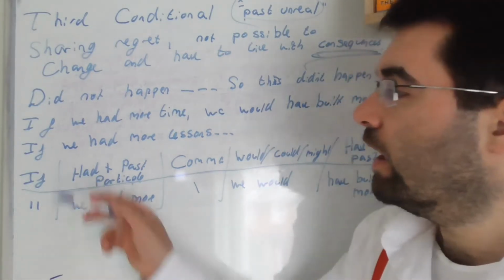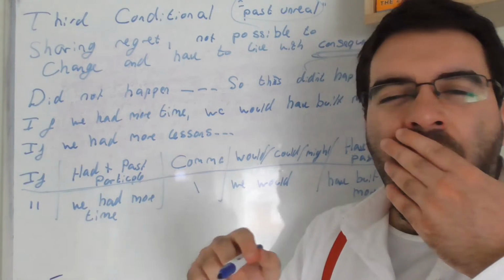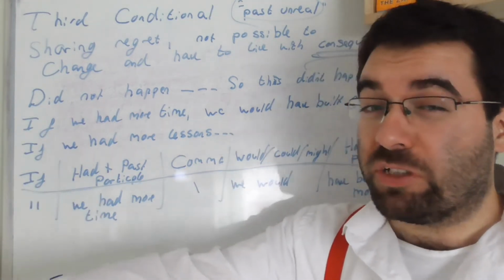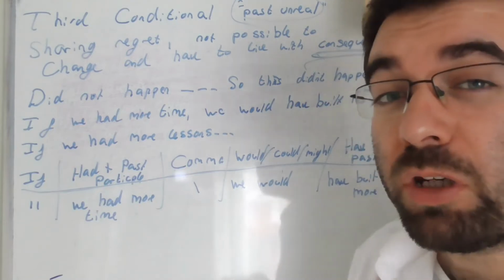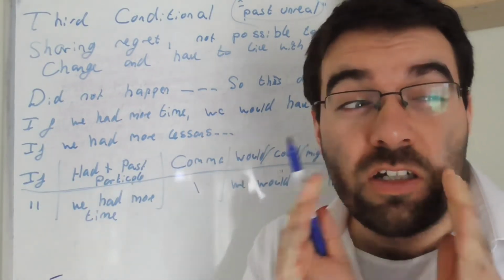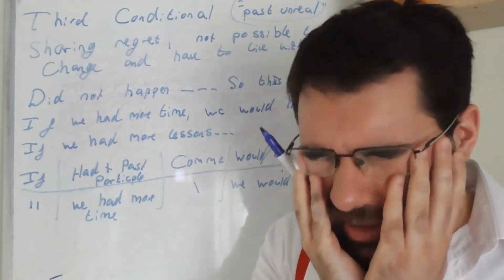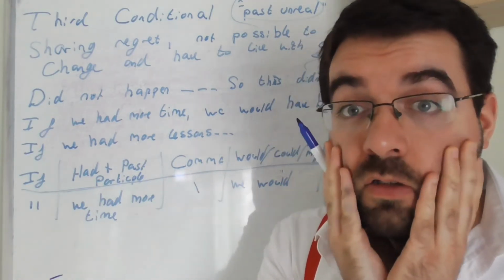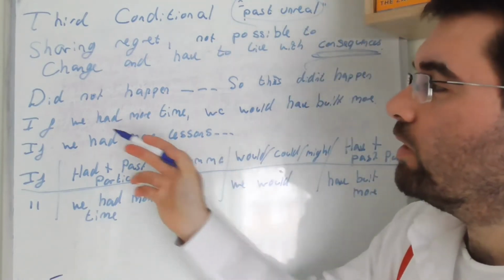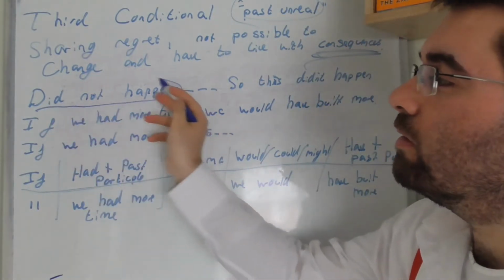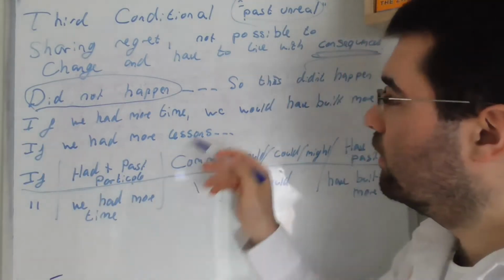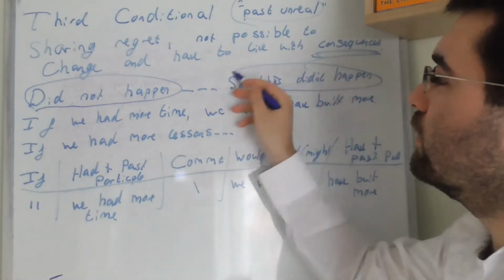So, example, if I had more time, I would have slept more. Or, if I had closed the window, you wouldn't have heard that noise. So many mistakes. But this thing did not happen. I didn't sleep, didn't close the window. So, this did not happen.